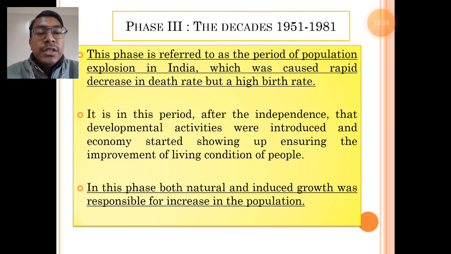But on the other hand, the birth rate was still higher, so the population growth rate was high. Apart from this, in this phase, both natural and induced growth were responsible for increasing the population. Basically the natural cause is the increase in the birth rate. On the other hand, the induced growth was also responsible, and this induced growth was because of migration.